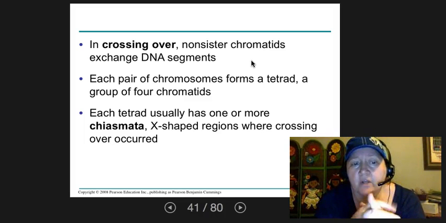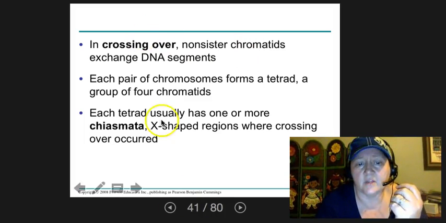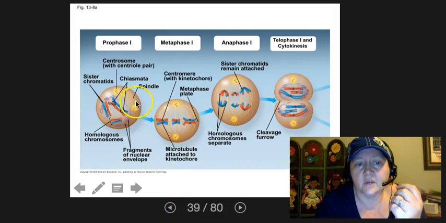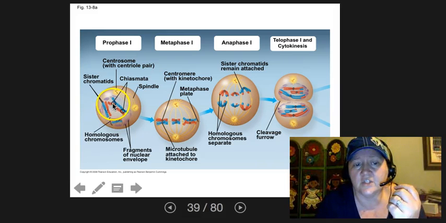And where crossing over occurs, you get these little X-shaped regions. That's the chiasmata. Any place the non-sister chromatids come in close contact, they're going to join and cross over. They're going to exchange DNA. That's called a chiasmata.